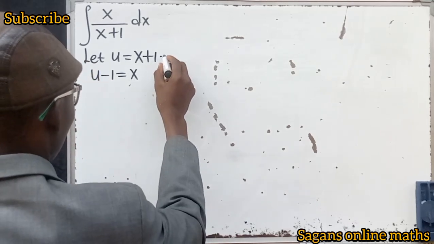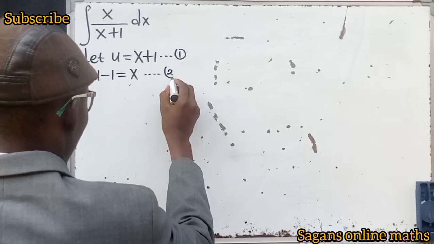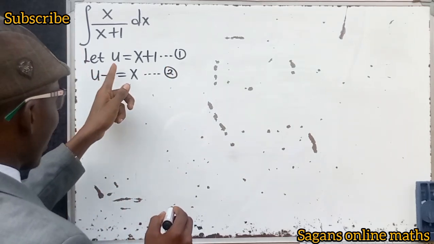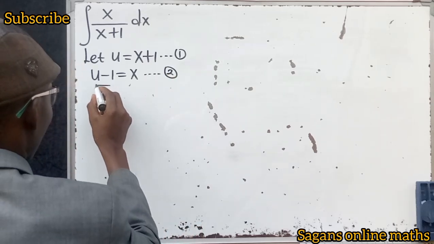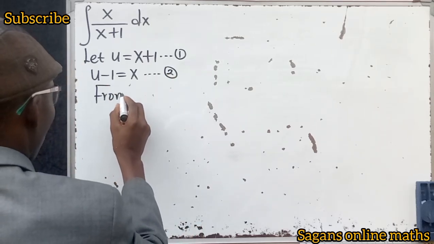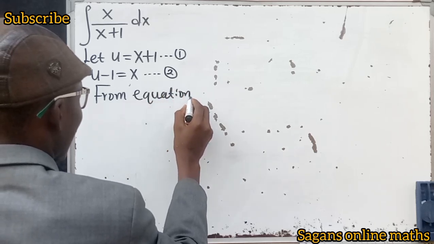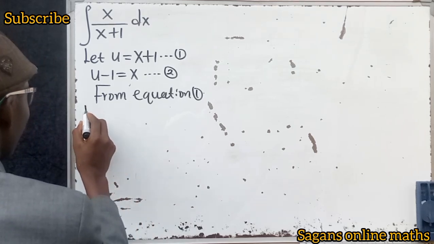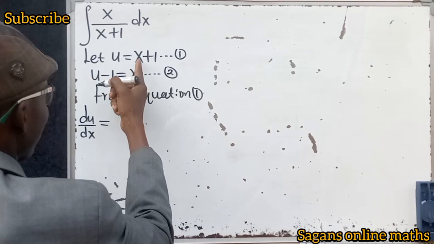We can call this equation 2. Let's call the first one equation 1, and this one equation 2. Now from equation 1, let's differentiate u with respect to x. That means du over dx will be equal to what? If you differentiate x, it is 1.